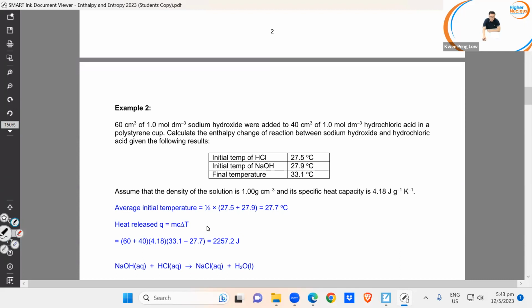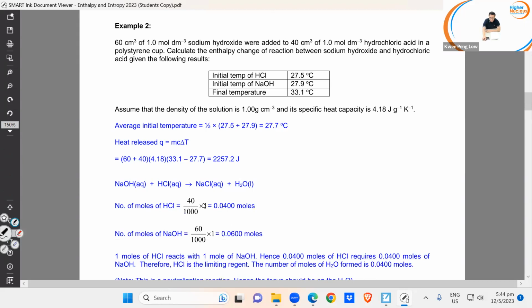I call my first formula, Q equals MC delta T. My M here is the mass of the solution. I have 2 solutions: 60 cm cube sodium hydroxide and 40 cm cube HCl. So my M is 60 plus 40. My C is 4.18. My delta T, I take my T final 33.1 minus my T initial. So I calculate my Q first.